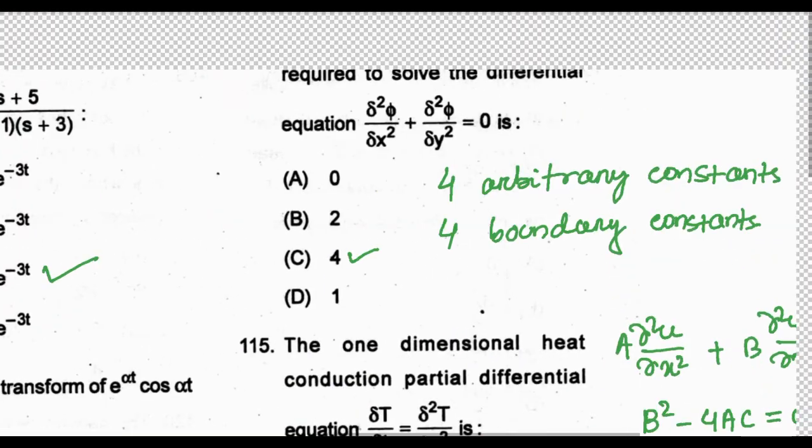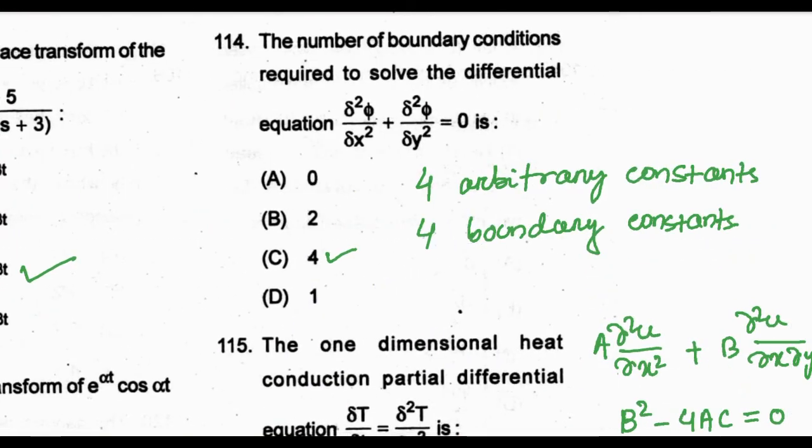Next question is question number 114. The number of boundary conditions required to solve the differential equation del square phi by del x square plus del square phi by del y square is equal to 0 is? The options are 0, 2, 4 and 1. This is second order for x and second order for y, so there will be 4 arbitrary constants, and as there are 4 arbitrary constants, 4 boundary conditions will be required to solve this.